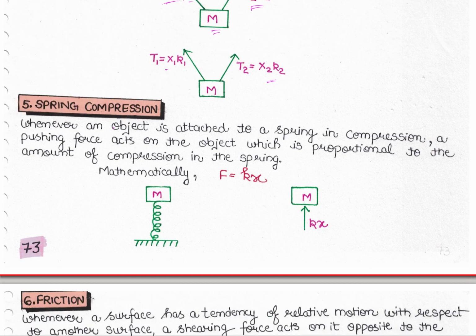5th, spring compression. Whenever an object is attached to a spring in compression, a pushing force acts on the object which is proportional to the amount of compression in the spring. Mathematically, you can write F is equal to Kx. If this is mass m and this is a spring attached with a surface, then you can write capital M with kx, which is directed towards the mass.